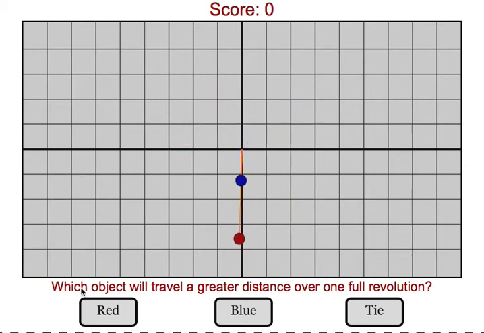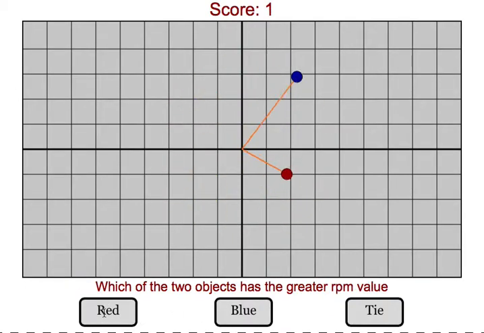Problems to know what you're doing. So it says, which objects will travel a greater distance in one full revolution? Well, the distance they travel in one full revolution would be the circumference. So obviously the red circle is making a bigger circumference, traveling a greater distance than the blue. So in this case it would be red.